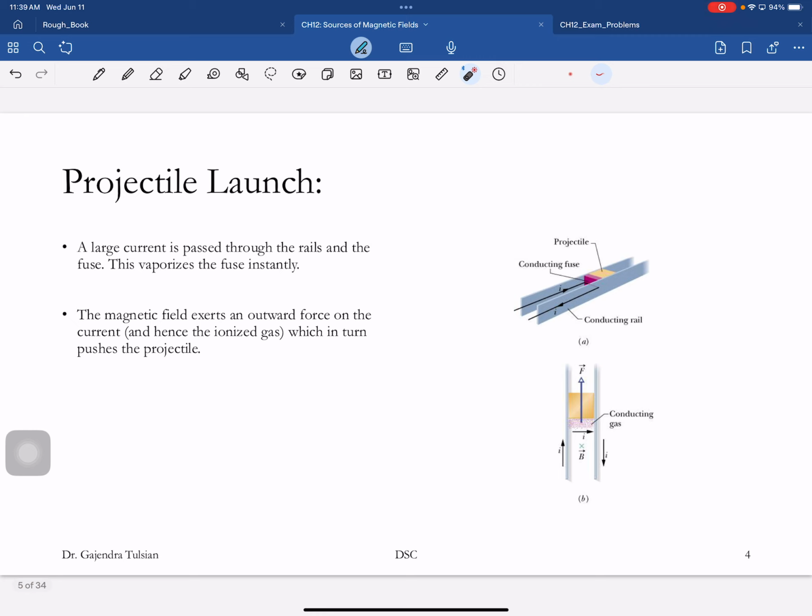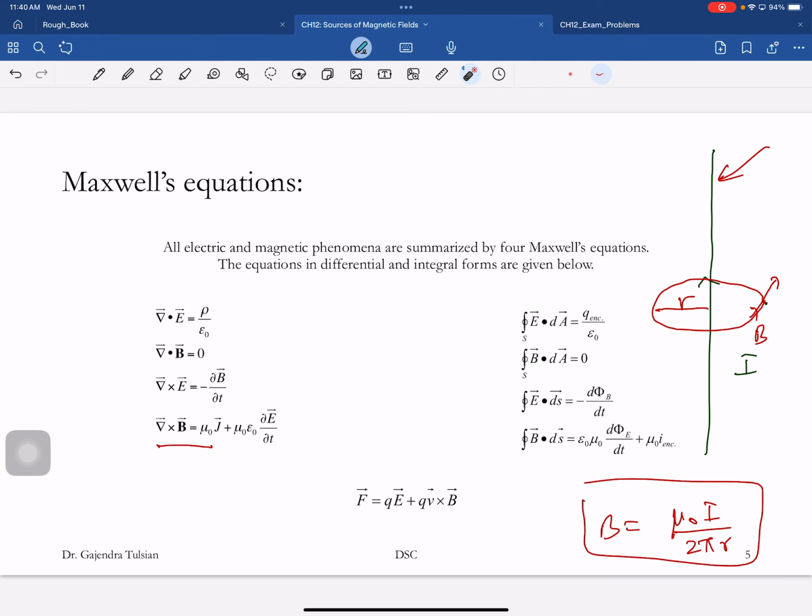So how does this work? Here are the rails. There's the projectile. There is a fuse. If you pass a large current through the fuse, it instantly vaporizes. Remember, all this is happening within a millisecond. In this chapter you learn, where did we go? Here was the current.